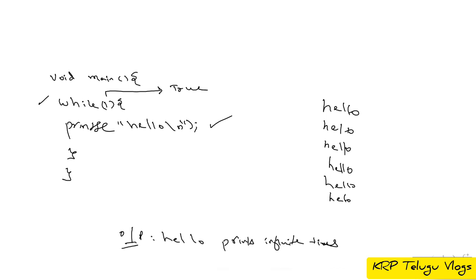Sir, if there are numbers like 2 or 3 in the brackets, what will it print? Any number. So 0 means false. 0 indicates false. So 1, 2, -1, -2, any value other than 0 will be true. So if you give any value here other than 0, it will print infinite times. Okay, sir.